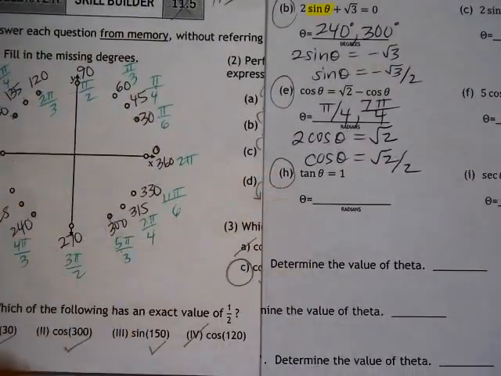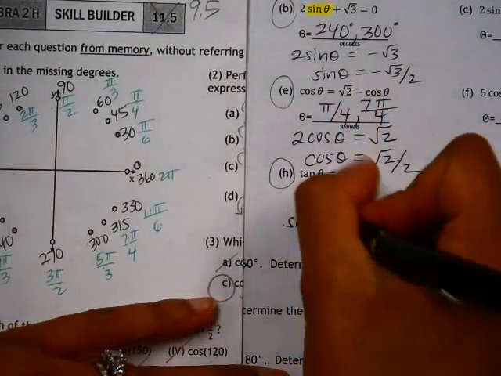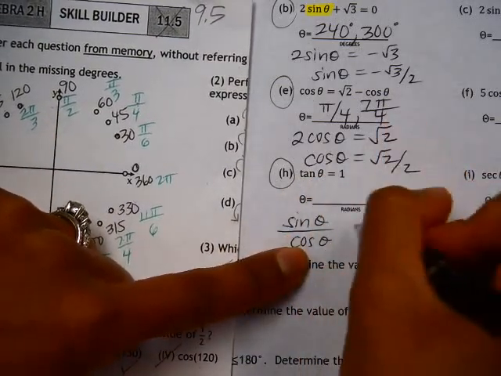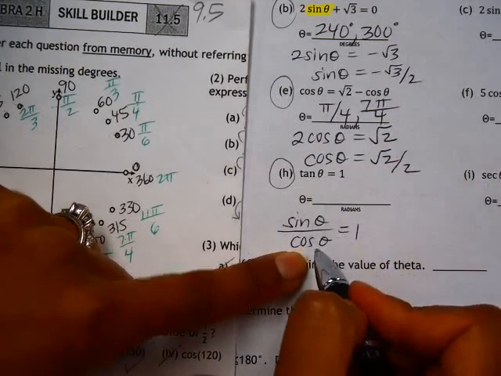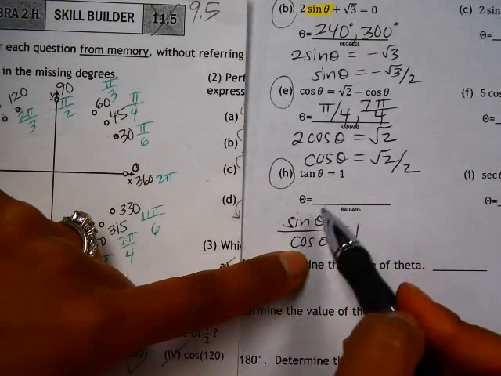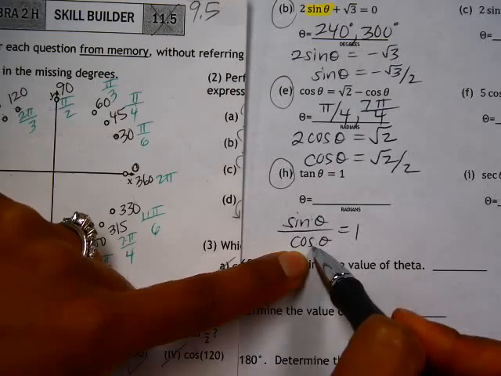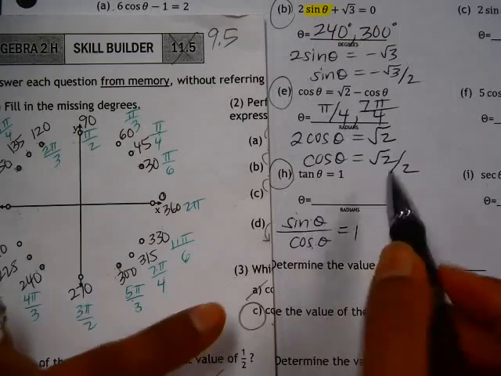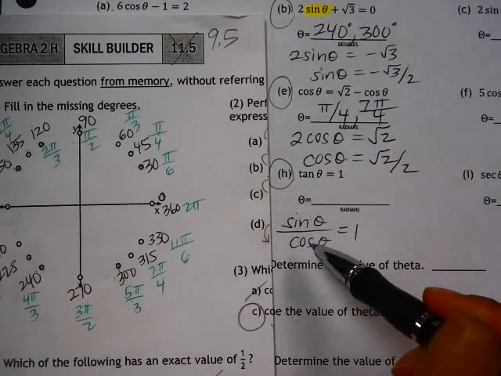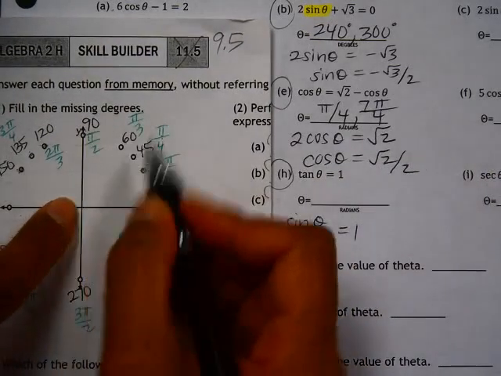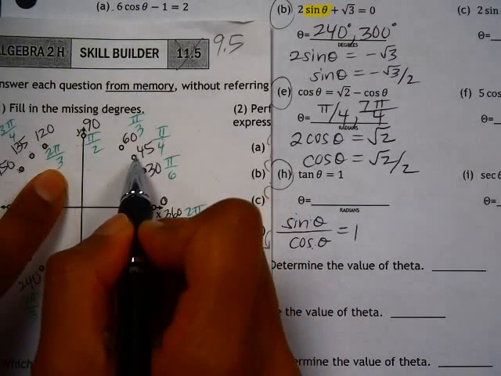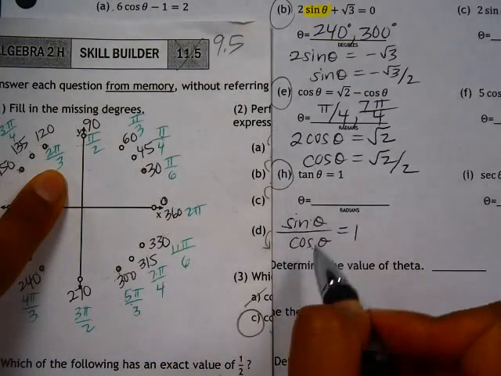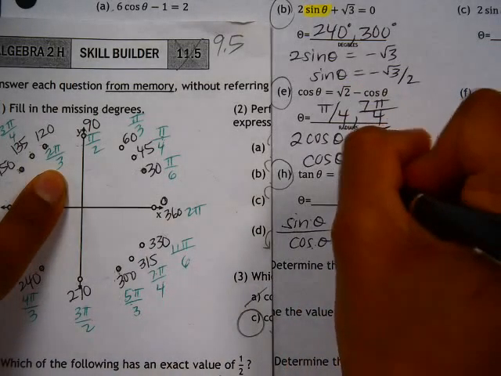Alright, let's look at H. Tangent of theta equals 1. Well, we know sine theta over cosine theta is the same as tangent theta. In order for sine divided by cosine to give us an answer of 1, we know that these need to be the exact same value. So on the unit circle, we're looking for what angle, or angles in radians, would sine and cosine be exactly the same. So in this first quadrant, at pi over 4, cosine and sine are both root 2 over 2. So dividing them would give us an answer of 1.